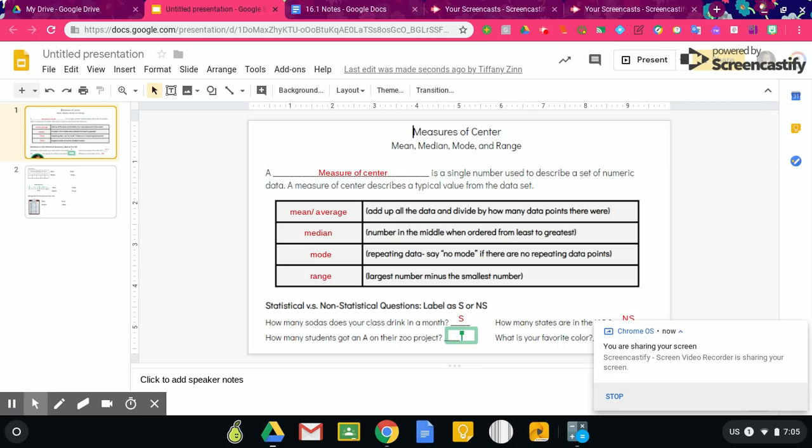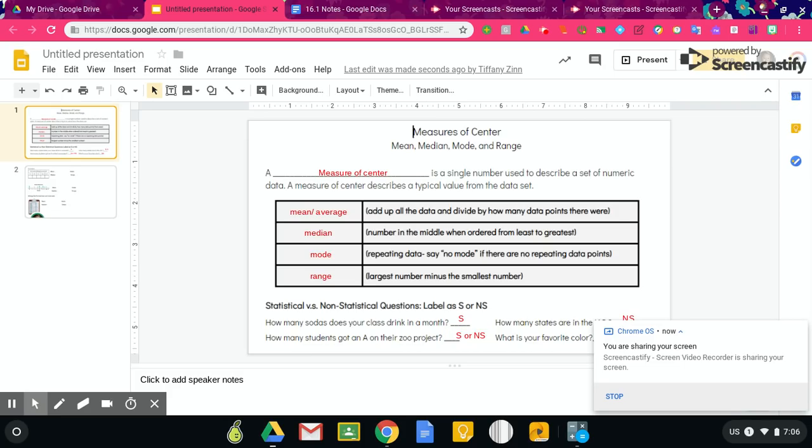So with statistical and non-statistical questions, if you can defend your argument, then I'll accept it. But on this one, if you were to just ask the entire 6th grade, it would be non-statistical. However, like I already said, if you were to ask each individual class, it could be statistical. So in that case, I'm going to put statistical or non-statistical because it truly just depends on how you ask the question. Make that a little bit bigger.